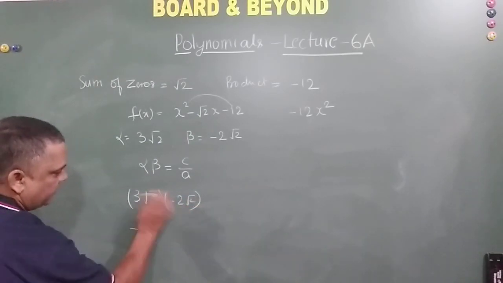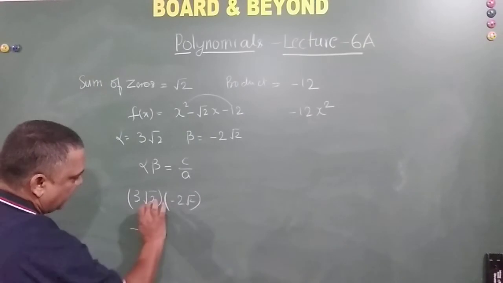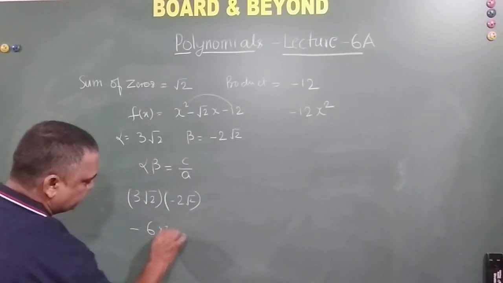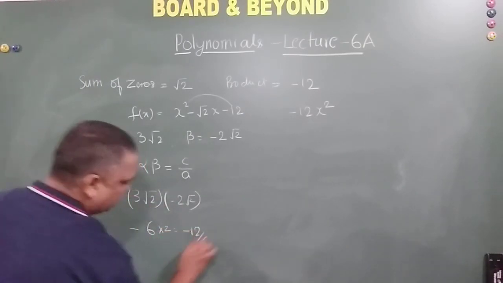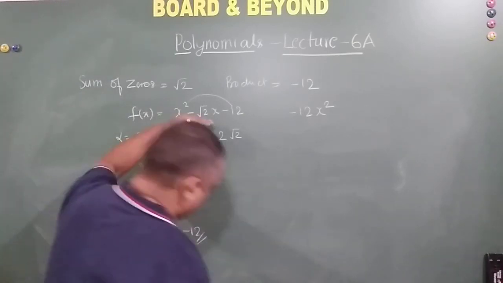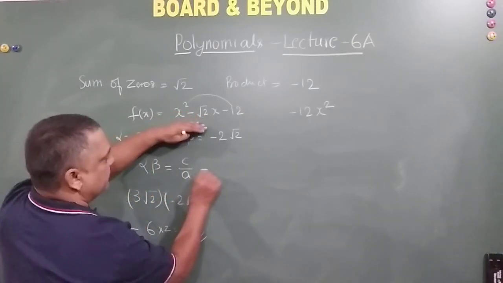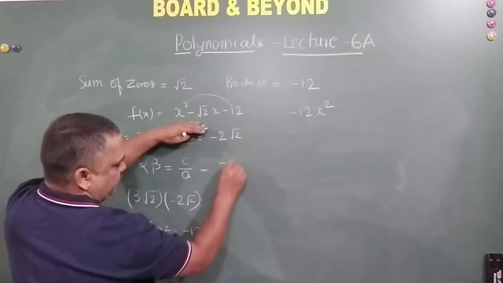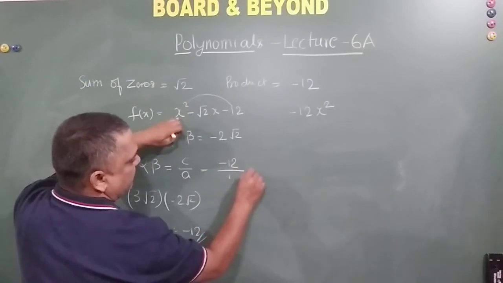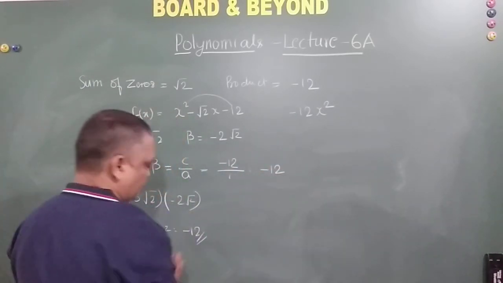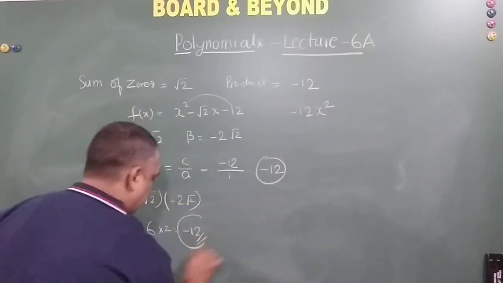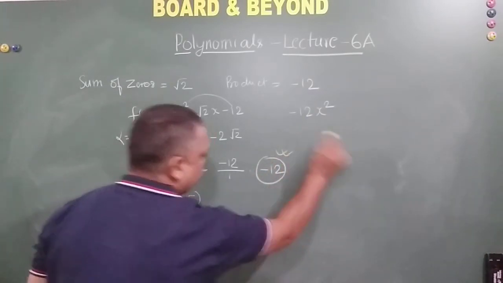Minus sign, 3 into 2 is 6 and root 2 into root 2 is 2. That is equal to minus 12. Right? Let's go on to the original equation, my friends. So C is nothing but minus 12 by A is nothing but 1, which is equal to minus 12. So this and this holds good.